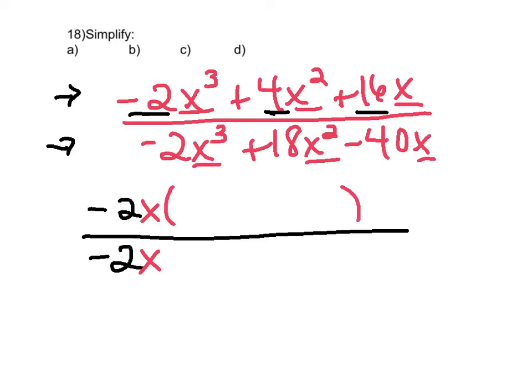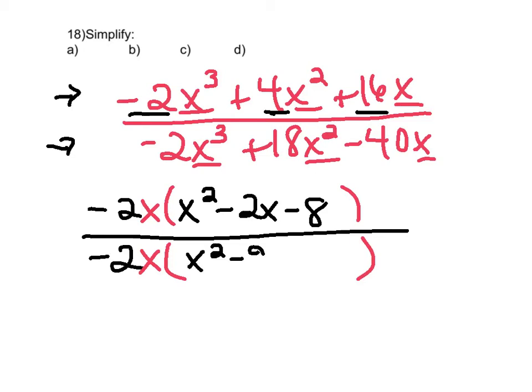Alright, so now let's rewrite, and let's pull that negative 2x out of each of our things here. And we're going to have x squared minus 2x minus 8, and then you're going to have x squared minus 9x plus 20.